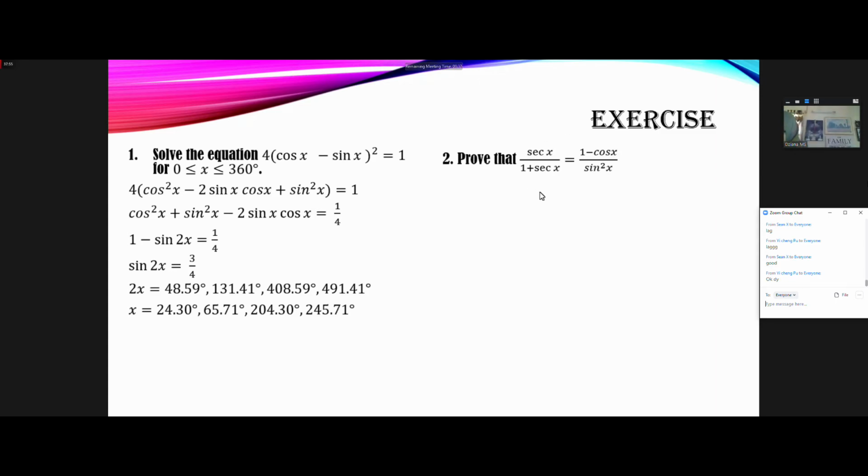Wait, Jaden, I'm looking at your working. You said you bring the square to that side. Square, which square?